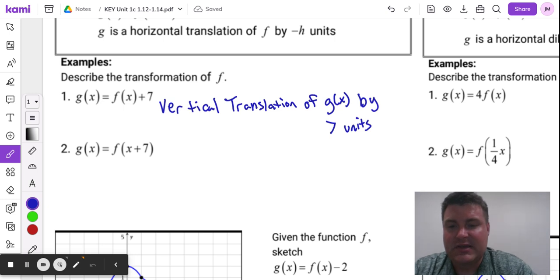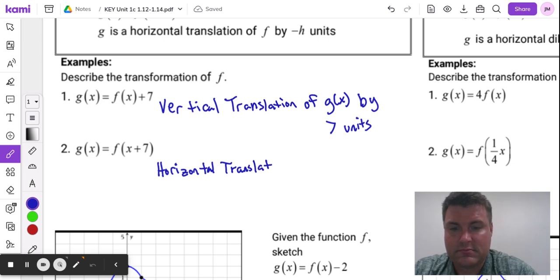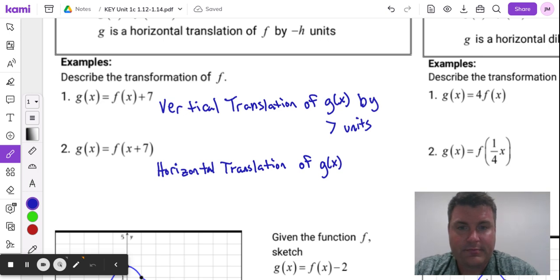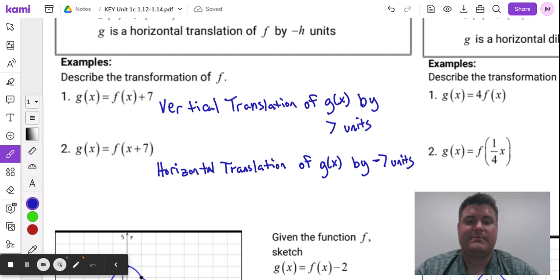Okay, that's how you see it written if it's multiple choice. For 2 there, since it's on the inside, say input, this is going to be a horizontal translation of g of x by negative 7 units. Okay.